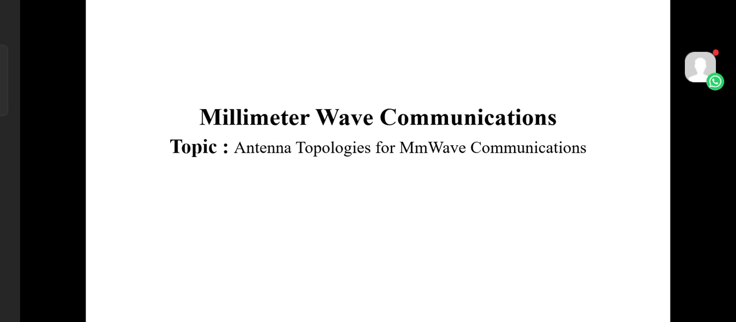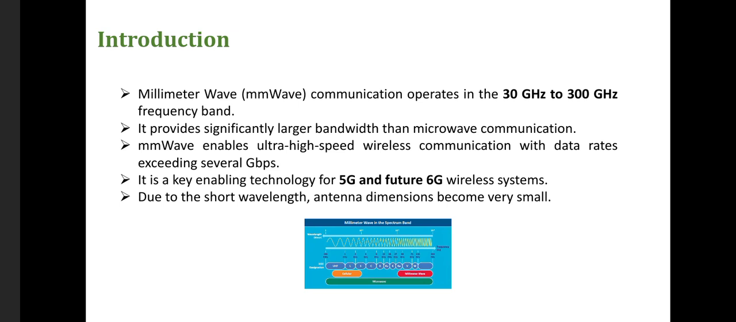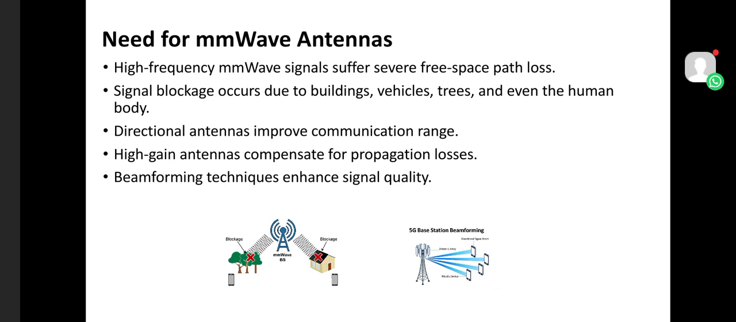In this class, we are going to see about millimeter wave communications, and the topic is antenna topologies for millimeter wave communication. We know very well the millimeter wave communication operates between 30 to 300 GHz, and the wavelength is very, very small, in terms of short pulses and the need for millimeter wave antennas.